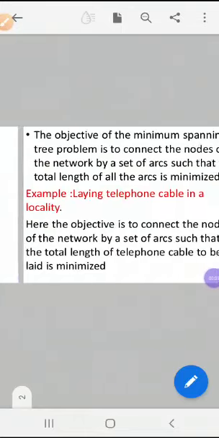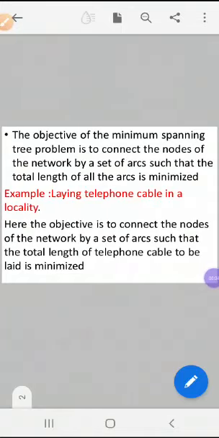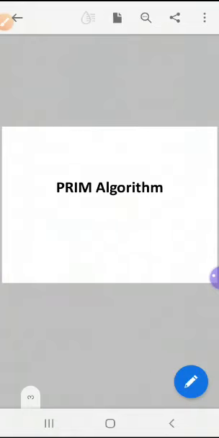Minimum spanning tree. Now the objective of the minimum spanning tree problem is to connect the nodes of the network by a set of arcs such that the total length of all the arcs is minimum. For example, laying telephone cable in a locality. Here the objective is to connect the nodes of the network by telephone cables such that the total length of that cable to be laid is minimum. Now it is solved by Prim's algorithm.